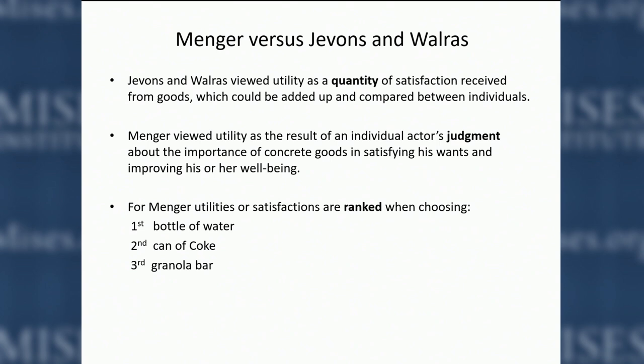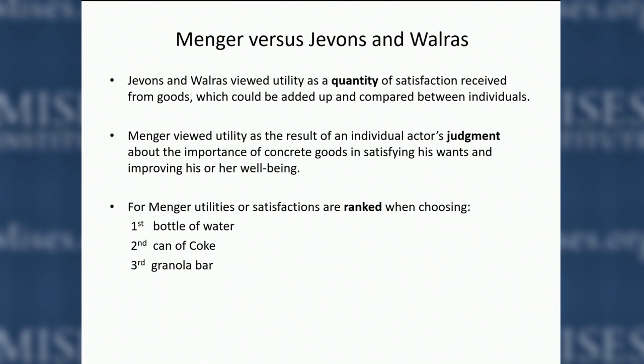So, for example, if someone is approaching a vending machine and has $2, they're faced with an array of choices. According to Menger, because their resources, which we'll talk about, are scarce, they have to economize. That is, they have to make a choice among numerous alternatives, and they therefore have to rank their choices. And notice the choices are ranked. The bottle of water has a higher utility, according to the person who is acting, than the can of Coke.